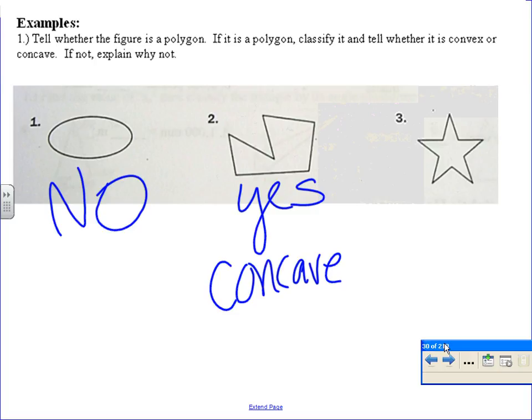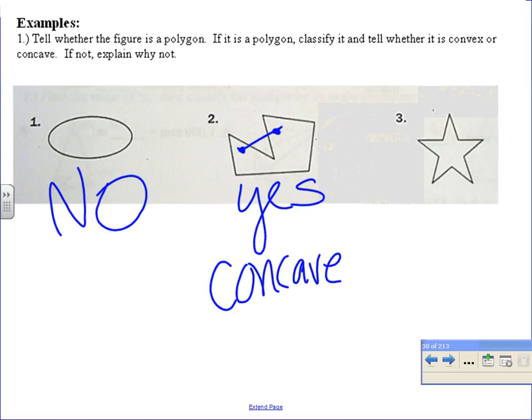Remember the definition from yesterday, kind of weird. Concave, it goes in. So try to think of it that way. It's going in. Definition from your book is not convex. So if it's concave, something is going in. You could also make 2 points anywhere in the figure. And if the segment goes outside of the figure, then it's definitely concave. If it stays inside, it's convex.